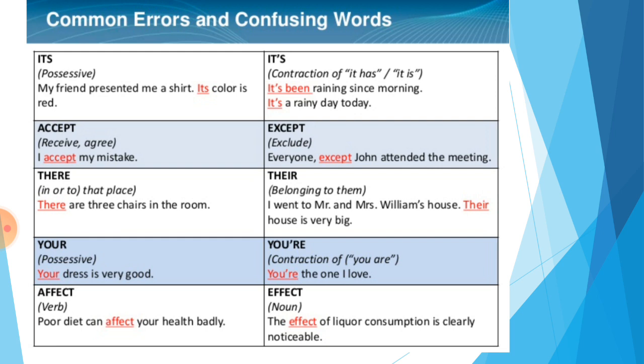Now, the meaning of THERE and THEIR. THERE means in or to that place. There are 3 chairs in the room. THEIR meaning is belonging to someone. I went to Mr. and Mrs. Williams' house. Their house is very big. Okay, it gives the meaning of belonging.